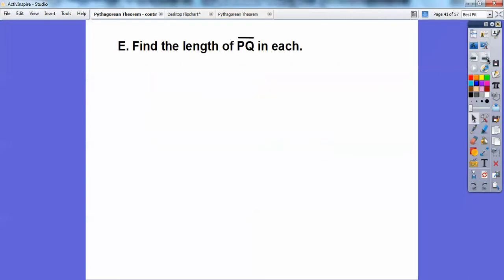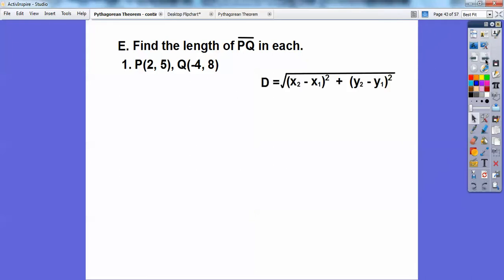Okay, so let's find the length of PQ in each. Here's P, so this would be my x1, y1, and this would be my x2, y2. This would be x sub 1, y sub 1, x sub 2, y sub 2. All right, so here's the distance formula right there. So I'm going to plug in. I'm going to go the square root of this x, which is negative 4, minus this x, which is 2. Negative 4 minus 2, and then plus, and then square it.